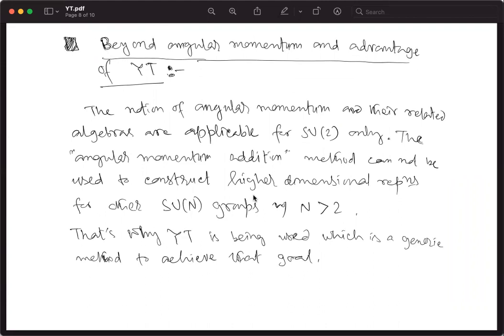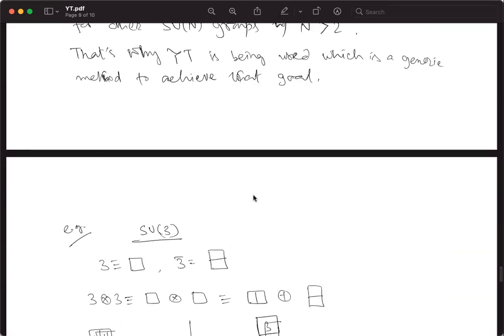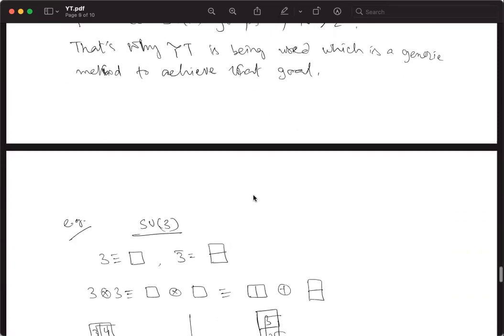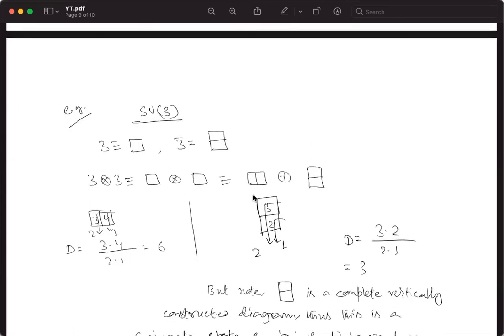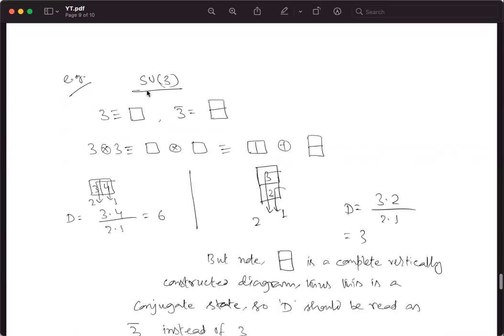So that's why the Young diagram technique is a more generic method to achieve our goal, which is nothing but the construction of higher dimensional representations. Now let's see how we construct this for SU(3). For SU(3), the 3 is one of the fundamental representations, written as a single box. Now 3 bar would be N minus 1 number of vertical boxes, so that's these 2 vertical boxes.